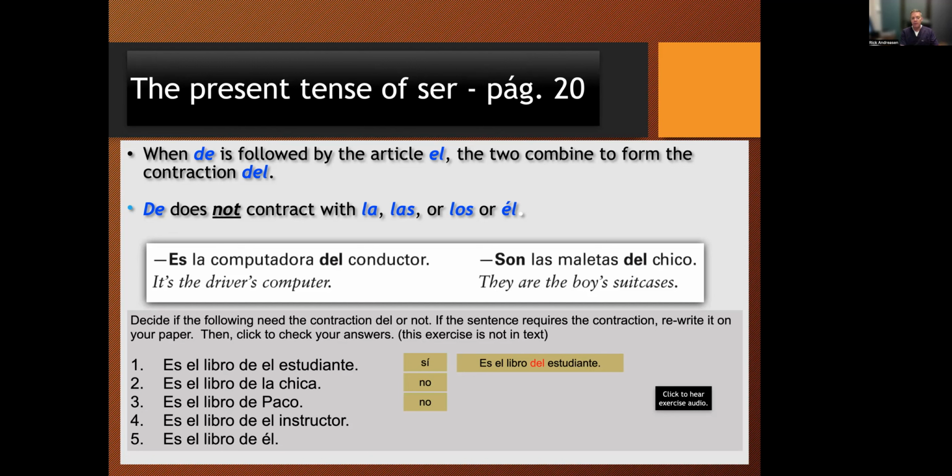Número cuatro, es el libro de el instructor. Do we combine that? Yes, we do. Es el libro del instructor. Número cinco, es el libro de él. Es el libro de él. But, ya han visto, you already saw, that él is a subject pronoun. That means he. So es el libro de él is the correct way of saying that. Remember that the bottom one, del, is not used here because the pronoun él is not the article.